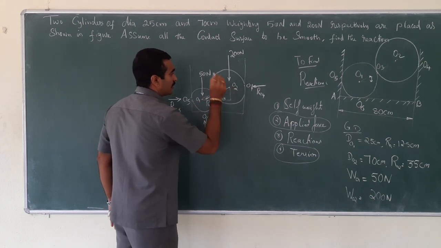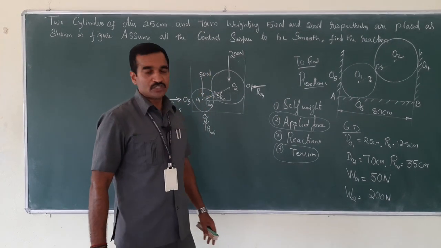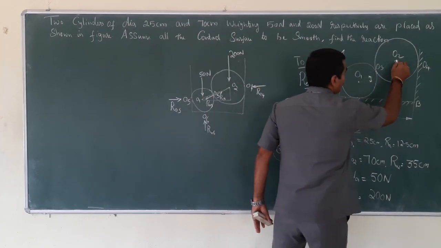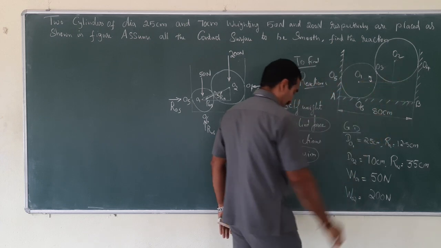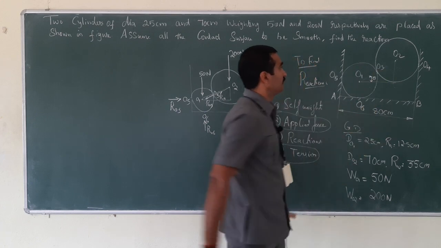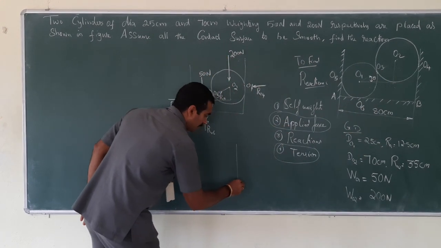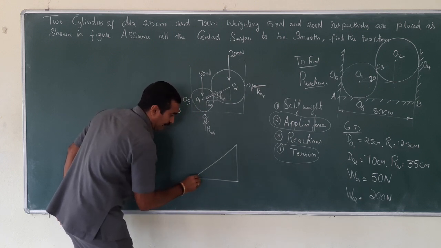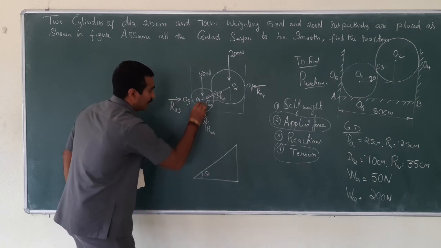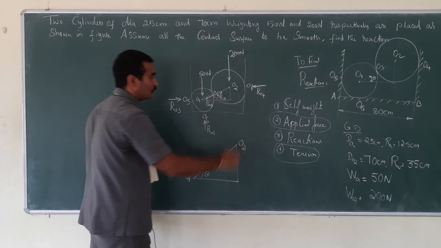I'll get a triangle. Look at here. If I just connect it, I'll get a triangle. So, with this I can find this theta. Let me just draw the triangle in a detailed manner. This is theta and this one is O1 and this one is O2.